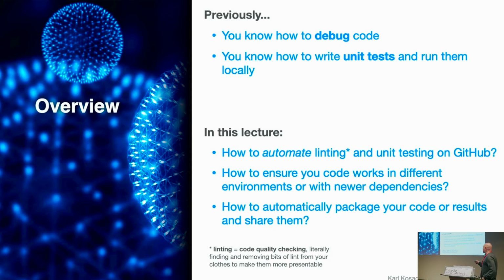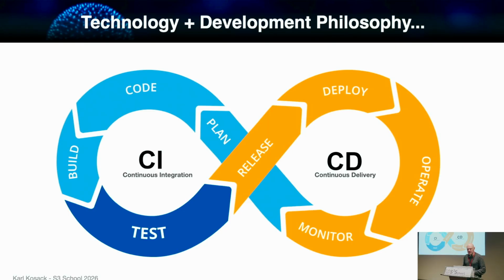But more than that, it's not just being able to automate running these unit tests, it's also automating checking that your code works in different environments or with different dependencies, for instance, new versions of the dependencies you use. And then finally, we'll talk, to a lesser extent, about how to automatically do things like package your code or results and share them. So this is all about automation, essentially, of the things you've learned in the past.